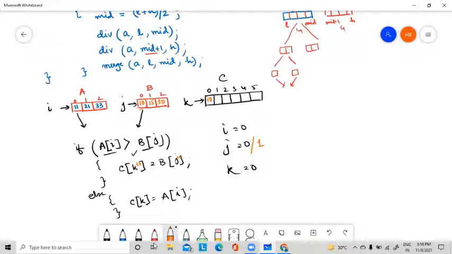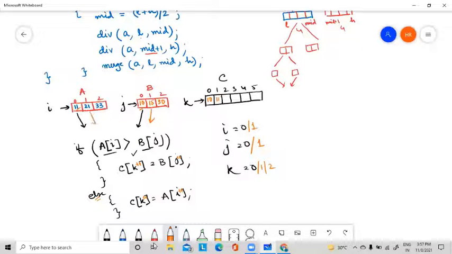Now the next comparison will be done between 15 and 11. Which one is smaller? 11. So 11 will be copied. It means the else part is satisfied, so A of I is copied. I will be increased because it is already copied, so I plus plus. Another element is copied into C, so K plus plus.